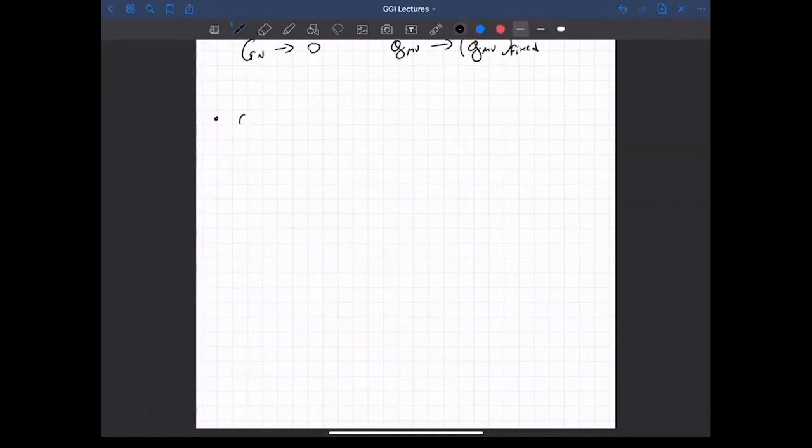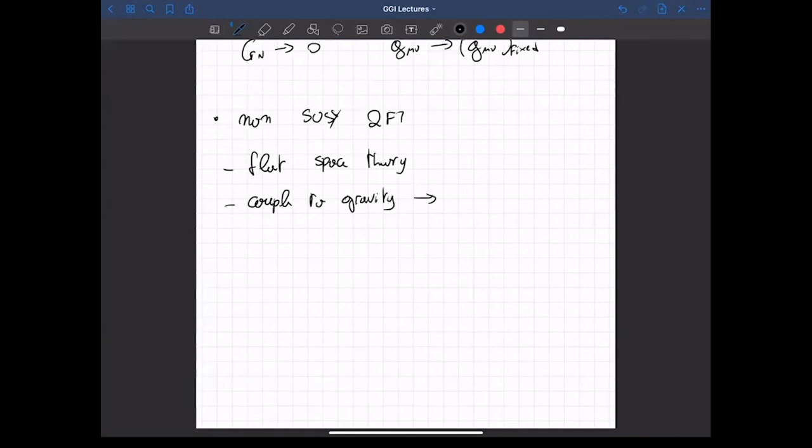So the first example is without supersymmetry. What I want to do is to get a quantum field theory on a curved space with a specific space-time symmetry. So what you want to do is to start with this flat space theory. Then you couple your theory to gravity. And you will find a theory which is invariant under diffeomorphism. And then you take the rigid limit.